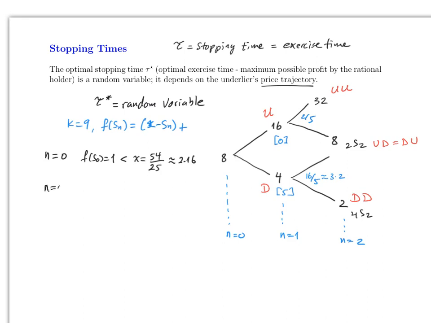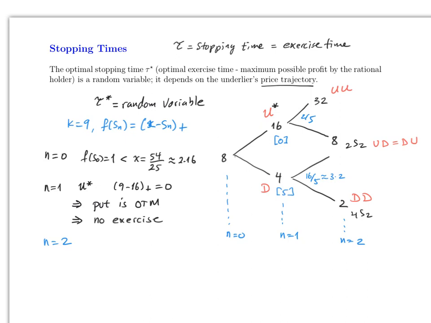So at n equals 1, we have u star. So I'm going to put a star in here. From here, the payout function will be now 9 minus 16, plus, which is equal to 0. So this implies that the put option is out of the money. So therefore, at this point, you do not want to exercise. So no exercise. Okay? All right, let's look now at n equals 2, which will be this part.